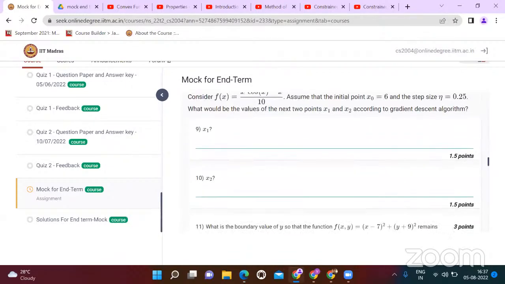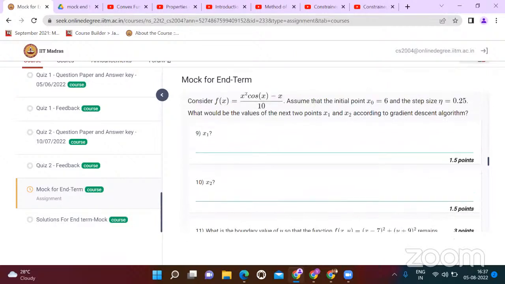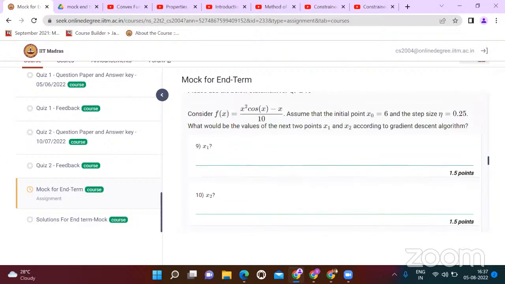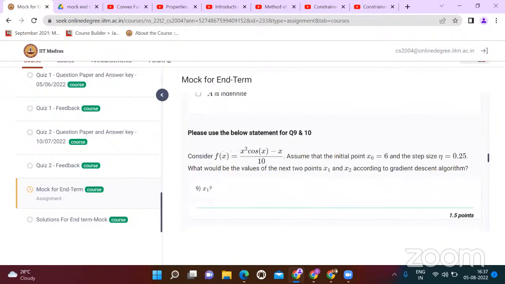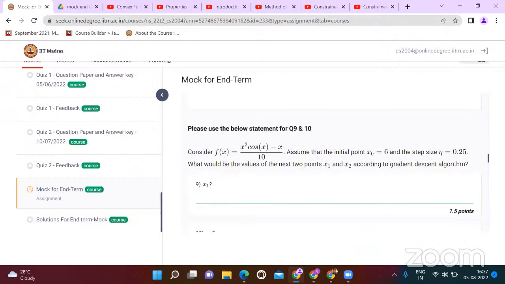9 and 10, gradient descent algorithm. Right, like that, they are giving the initial point and asking for the next 2 points. This type of computation won't be there. This is just for the mock, so that you'll get well versed. If they ask, they'll not ask anything that needs so much computation.